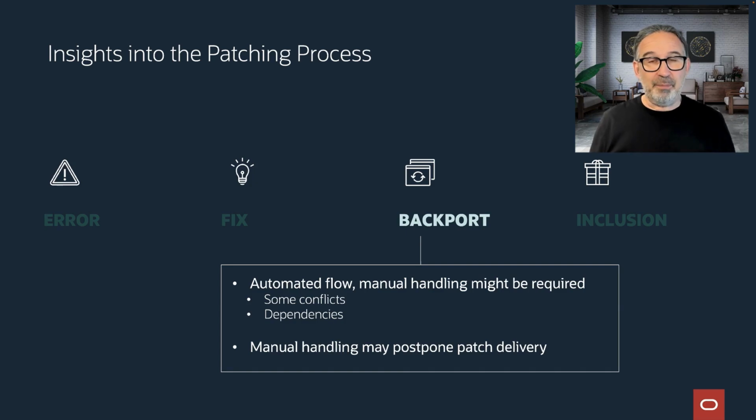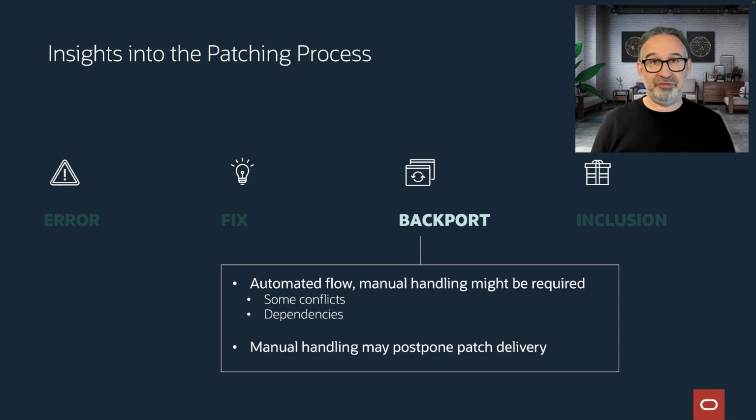Typically, we produce the backports in an automated flow. So what happens is you request a backport, it gets handled by a system, it tries to produce it completely unattended. And if this succeeds, within 2 or 3 days, typically, you will see a message in your service request telling you that the backport is now available.